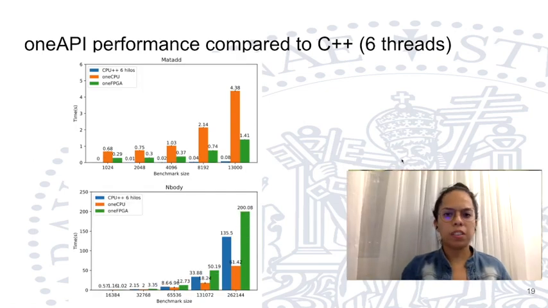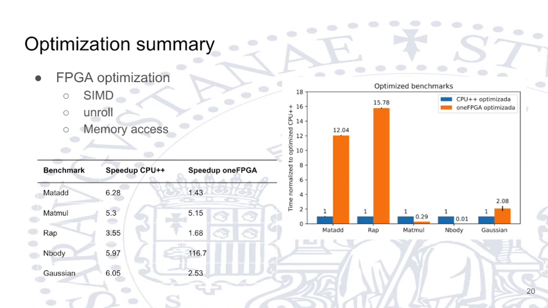Increasing the number of threads in the CPU, the tendency changes. The native version in MATAD and N-body is more efficient, increasing the performance up to 6 times, which is equivalent to the number of threads in the CPU. Optimizing the FPGA kernel with strategies such as SIMD, unroll, and memory access, the kernels can achieve a speedup of 100 times. With this optimization and comparing with the CPU, the FPGA can be 15 times better than the CPU, but in other cases, as in N-body, the FPGA is worse.